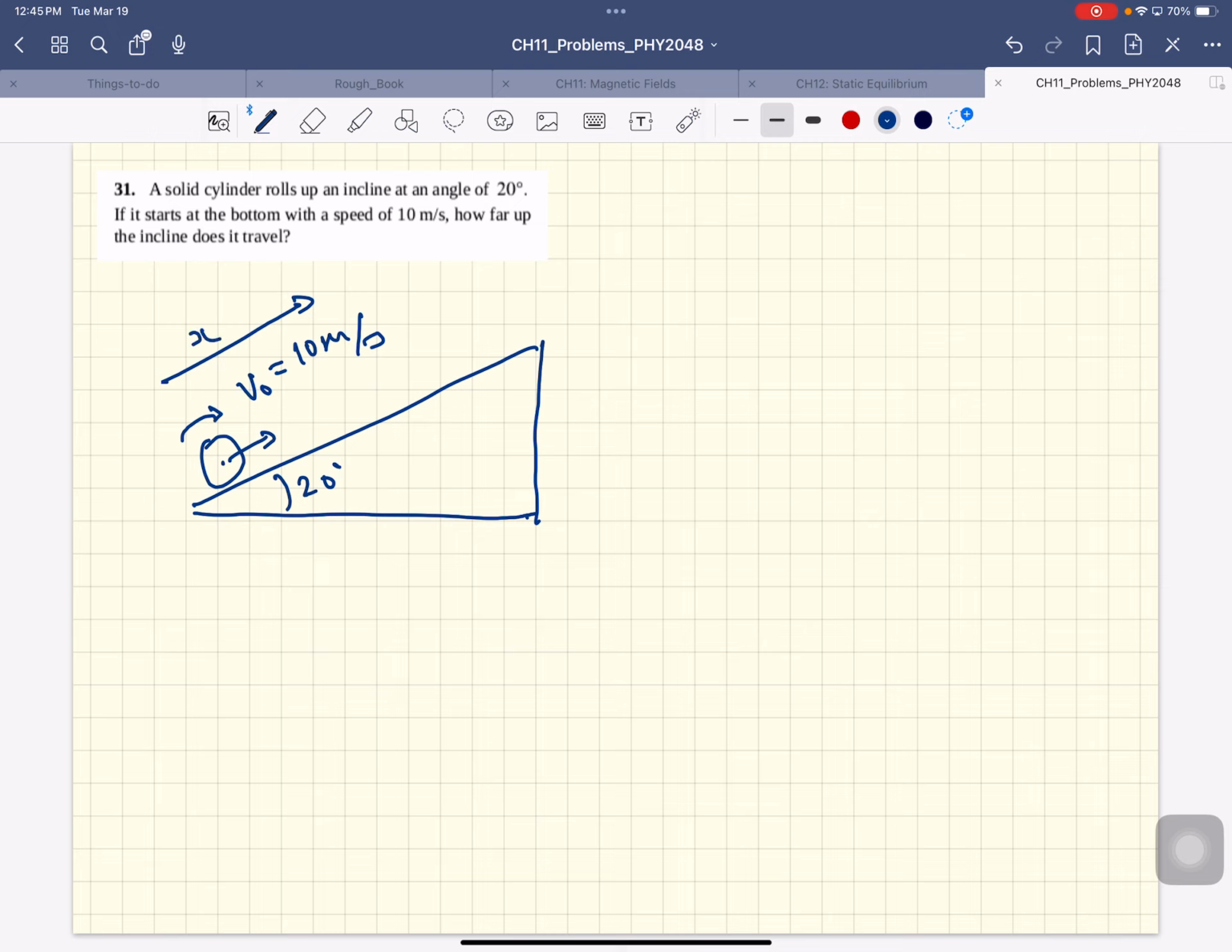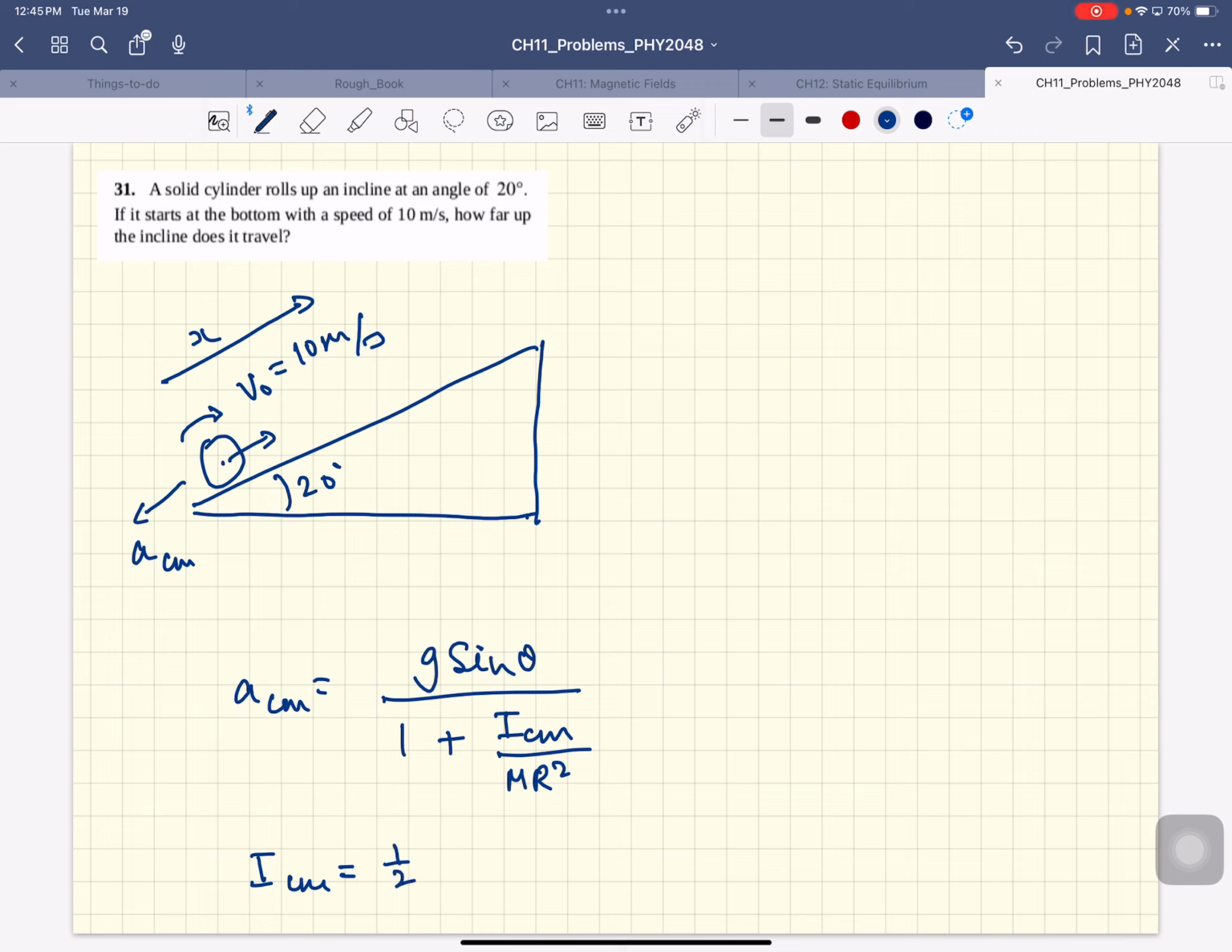Which way is it accelerating? So this is a solid uniform cylinder. The acceleration of the center of mass, we just saw that formula, is g sine theta divided by 1 plus I center of mass over mr squared. Now for a solid cylinder, what is I center of mass? The moment of inertia about the center of mass is 1/2 mr squared.